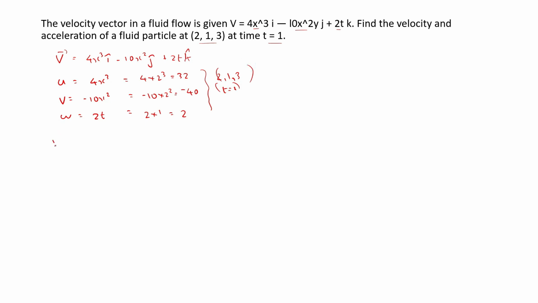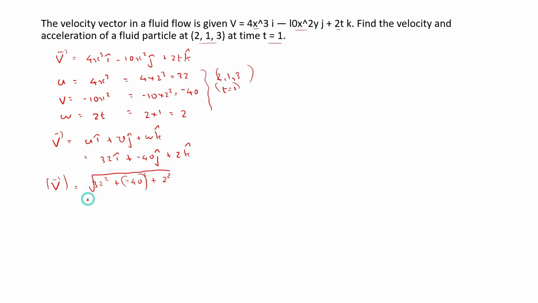So velocity is equal to u i cap plus v j cap plus w k cap. So this is equal to 32 i cap plus minus 40 j cap plus 2 k cap. So the magnitude of the velocity is equal to the root of 32 square plus minus 40 the whole square plus 2 square. So this will give the magnitude of the velocity.